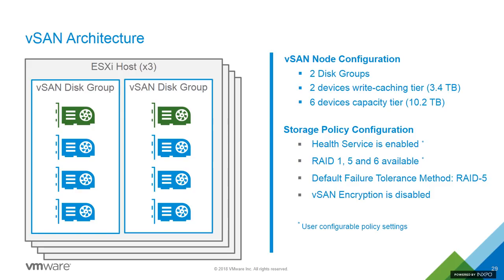So as you can see here, each host has 2 disk groups, as well as a cache tier and capacity tier. So the caching tier is the reason why you only have about 10.2 terabytes of usable storage per host, because we also have the caching involved per host for vSAN. And as you go through and choose what type of storage policies you want for your virtual machines, you can choose between RAID 1, 5, and 6.